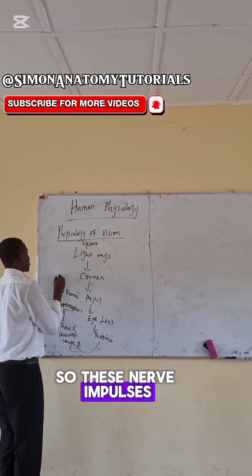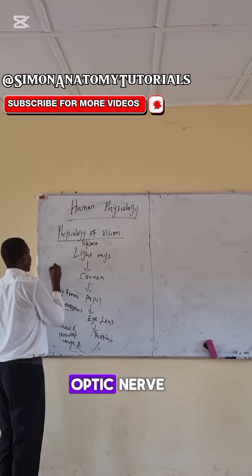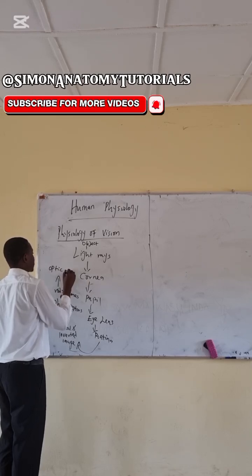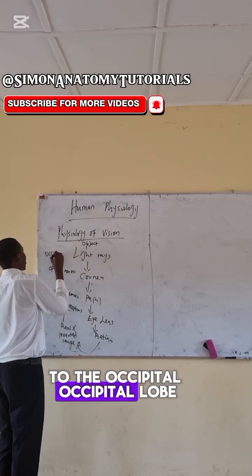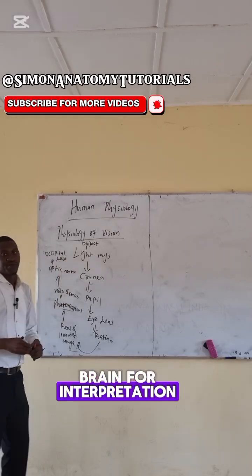So these nerve impulses will be carried by the optic nerve to the occipital lobe of the brain for interpretation.